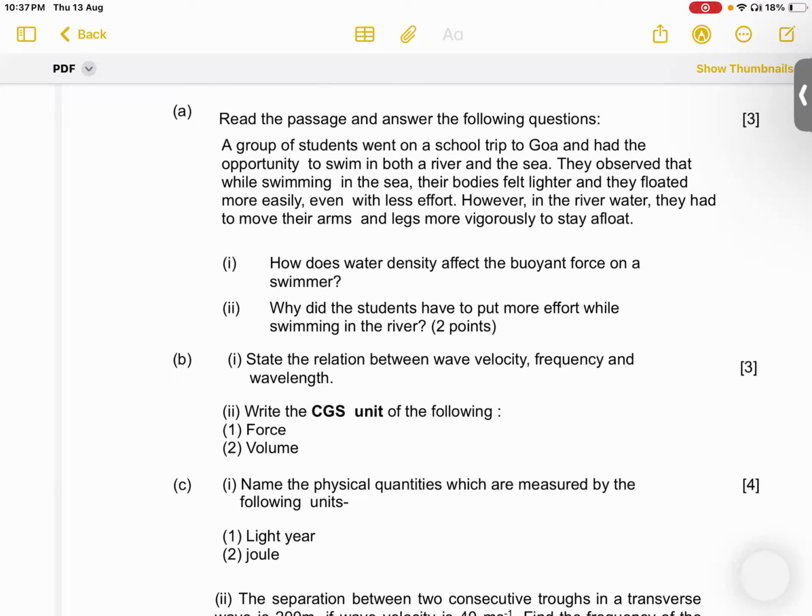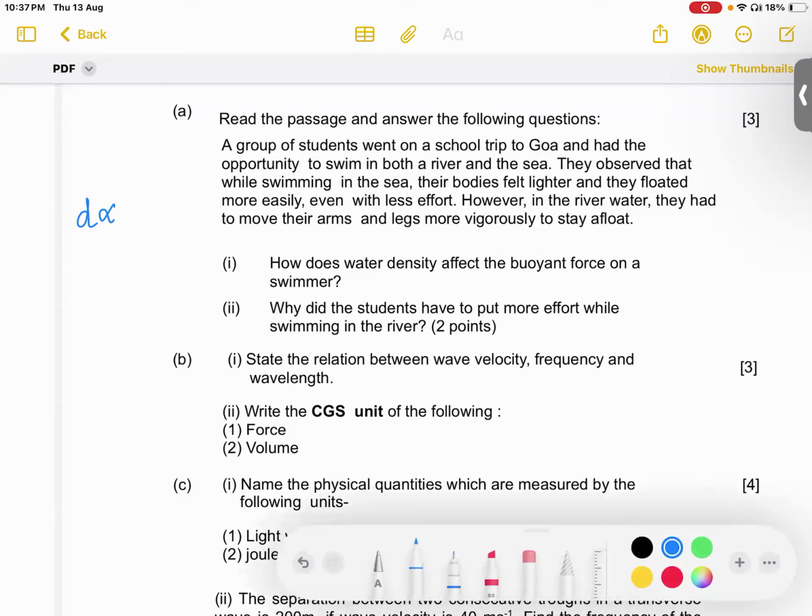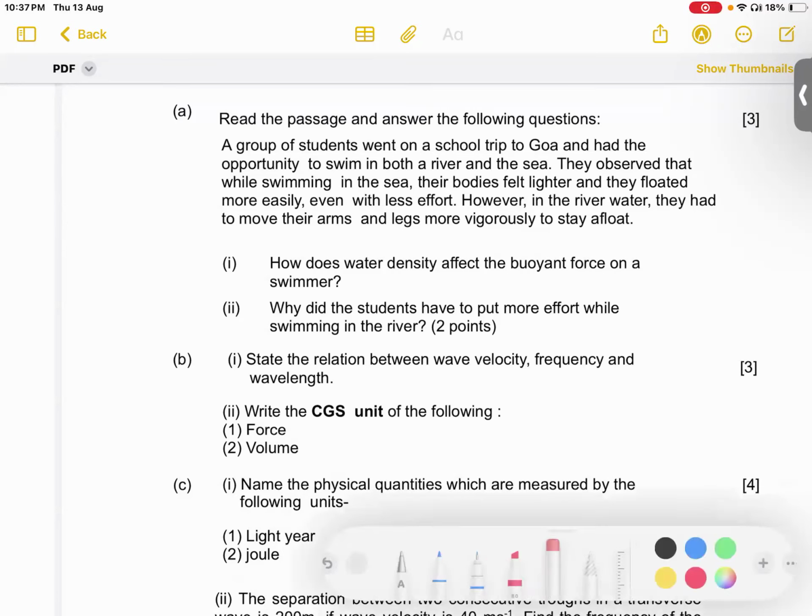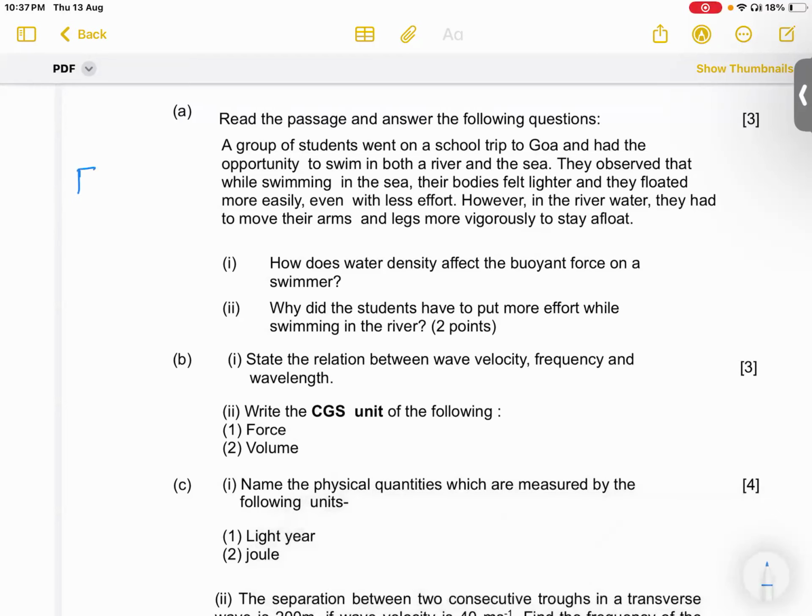The question is, how does the water density affect the buoyant force on the swimmer? Okay, I'll write here. Not density, it should be FB. So FB is directly proportional to density. So I'll write here upthrust is directly proportional to density. So if density is more, guys, upthrust is more, because if you remember, we have a formula: FB is equal to VDG or V rho G. This D represents density.